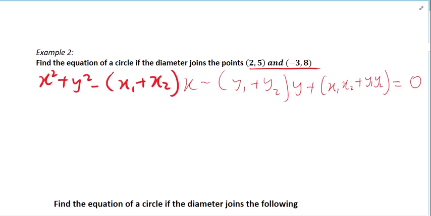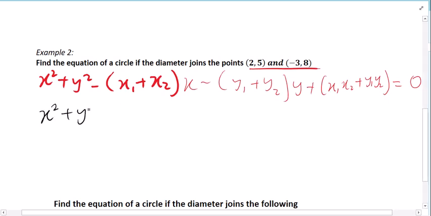So here, the x squared and y squared are maintained. So we write our x squared plus y squared. Then we add x1 and x2, and these are the x1 and x2 that we are going to add. So 2 plus minus 3 is what? Minus 1. So we are going to put minus 1 here. So minus 1 times minus 1 will give us what? 1. And 1 times x will give us what? Plus x. Then we come to y.